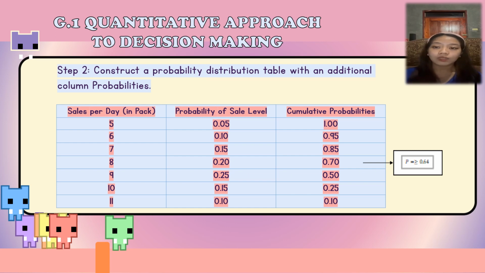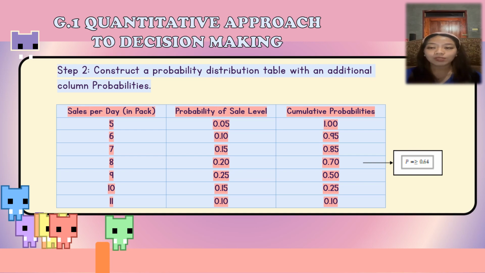So, sa 10 is 10. So, 10 plus 15 is 25 plus 25 plus 20 plus 15 plus 10 plus 0.5. So, hanggang sa makuha natin yung cumulative probabilities. So, ang kukunin natin dito is yung nasa gitna. So, ano ba ang nasa gitna? Yung pinakagitna is yung 0.70. So, ang kukunin natin is yung 0.70.